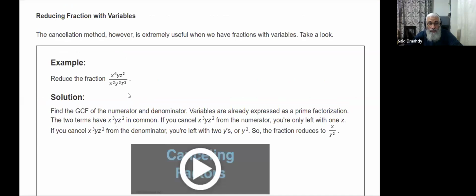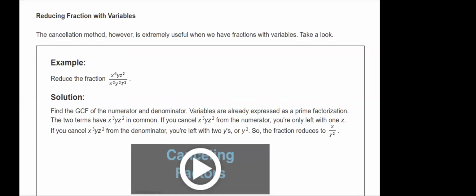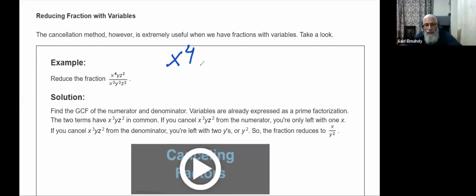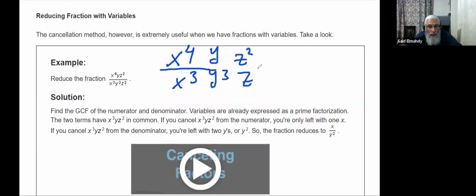Read this one. The cancellation method is extremely useful when we have fractions with variables. Take a look. Reduce the fraction: x to the power 4 over x to the power 3, y over y to the power 3, and z to the power 2 over z to the power 2. What do you think?